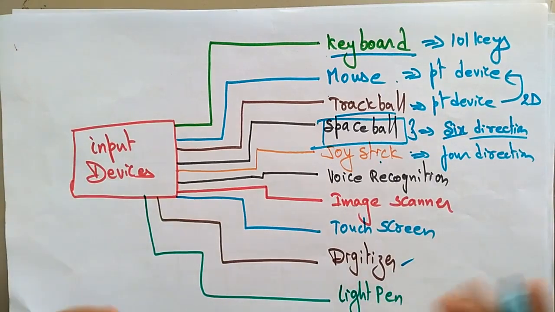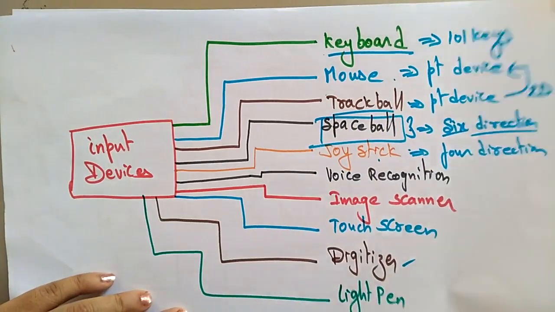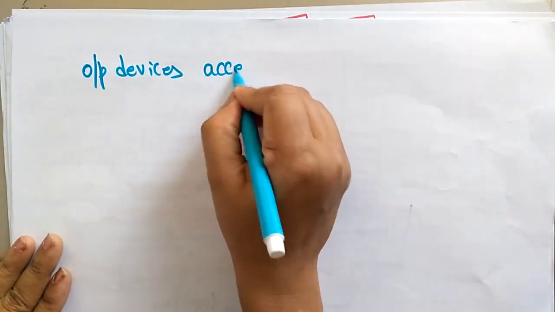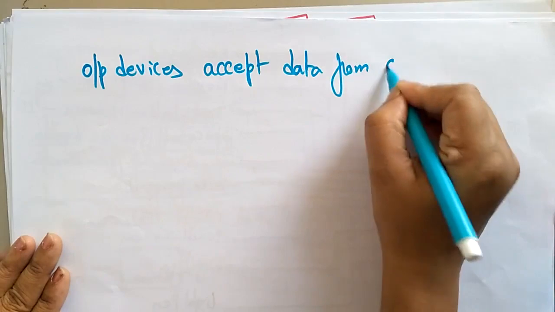The light pen is similar to a pen, which is a pointing device used to select the displayed menu item or even draw pictures on the monitor. So these are all the different input devices. And coming to the output devices, as I already said, they accept data from the computer.